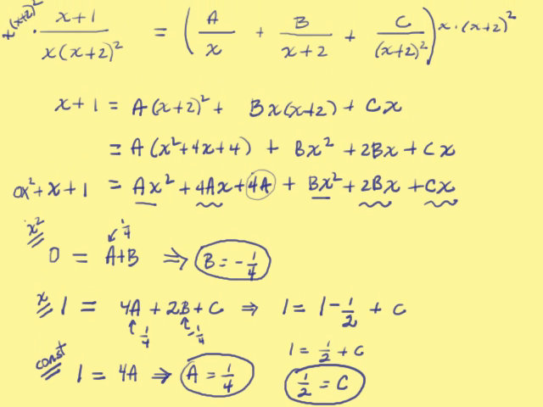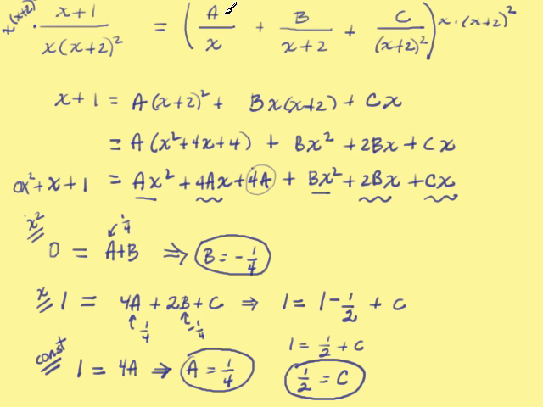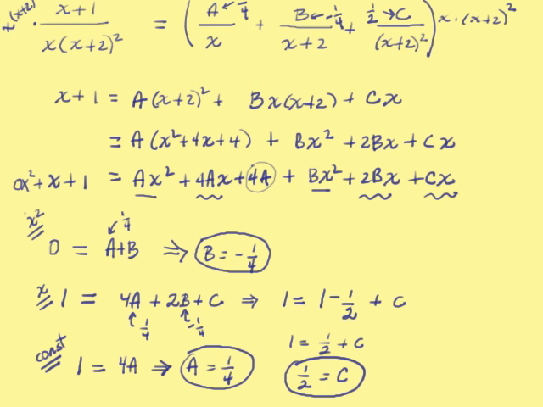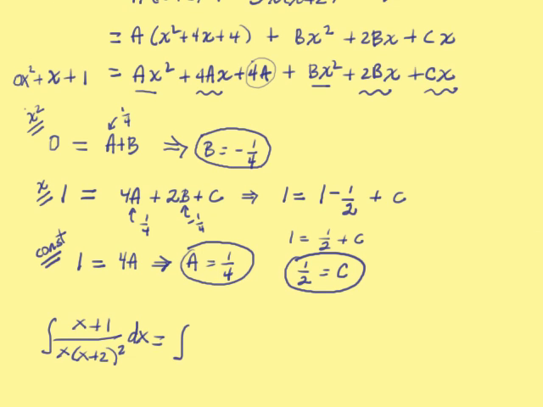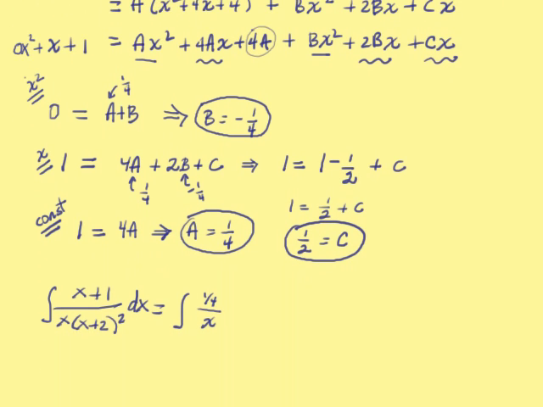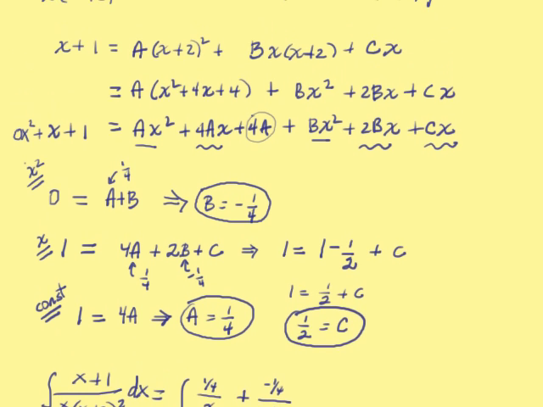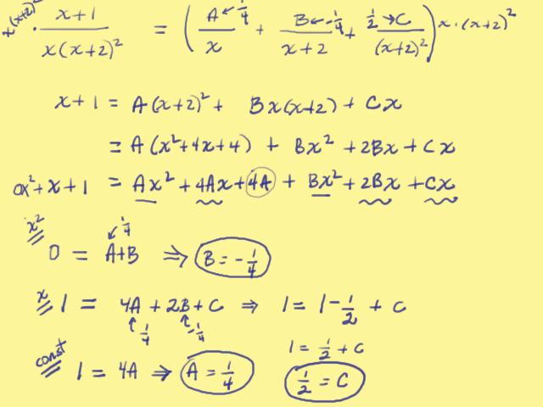All right, now we can put this together back into our partial fraction decomposition. A is 1/4, B is minus 1/4, and C we have 1/2. So let's rewrite this. Okay, this integral, that's our original integral, is equal to the following: 1/4 over x plus minus 1/4 over x plus 2 plus 1/2 over (x plus 2) squared.